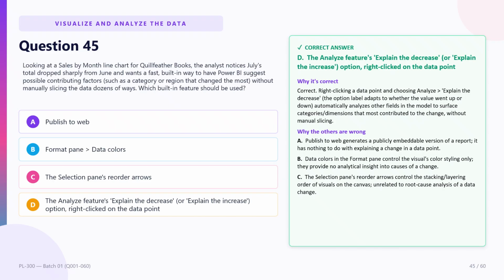A. Publish to web generates a publicly embeddable version of a report. It has nothing to do with explaining a change in a data point. B. Data colors in the format pane control the visual's color styling only. They provide no analytical insight into causes of a change. C. The selection pane's reorder arrows control the stacking, layering order of visuals on the canvas, unrelated to root cause analysis of a data change.